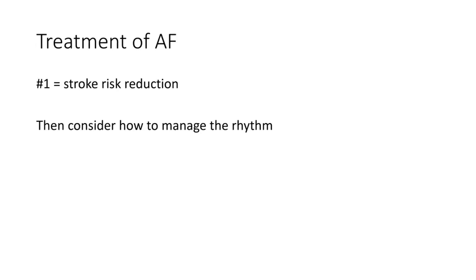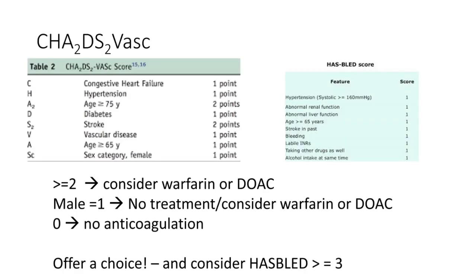In the treatment of AF, primarily you want to be thinking about stroke risk reduction. That's the thing that's going to kill your patient, not the rhythm. So we need to think about stroke risk reduction first, and then talk about how to manage the rhythm after that. With stroke risk reduction, we need to think about the CHA2DS2-VASc score. This is an important scoring system you need to remember. I'm not going to go through it one by one with you, but we would calculate it for a patient we're thinking about reducing stroke risk for.